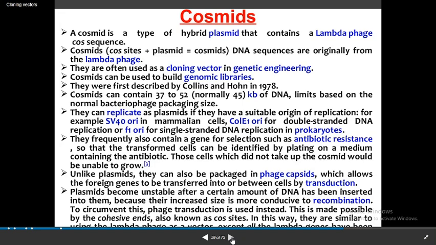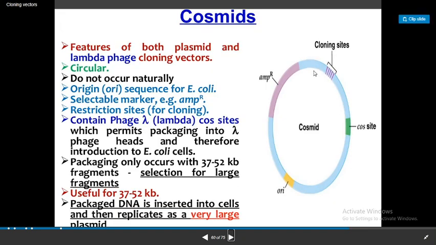Okay, so we will see a cosmid. See the cos site. See what the features of a cosmid are. When I ask, it is a plasmid, right? A cosmid is a plasmid with a lambda phage cloning site. The lambda phage cloning site is the cos site. It is not a naturally occurring one, not just like our plasmid. See the ORI site. See the ampicillin resistant region. This is the selectable marker region. This is the cos site. This is the lambda, and this helps in the replication.